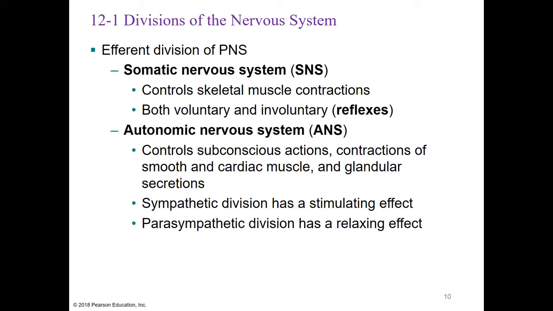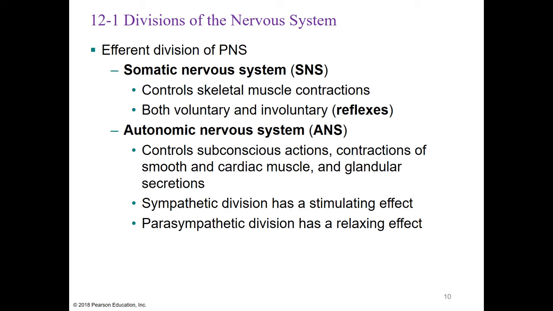The autonomic nervous system can either be sympathetic or parasympathetic. So the sympathetic division has a stimulating effect. In other words, this is the part of the nervous system that is triggered when there is an exciting or maybe scary moment. It's going to cause your heart rate, blood pressure, and blood sugar to all go up so that you can fight or run or deal with a stressful situation. This is sometimes referred to as the fight or flight response.